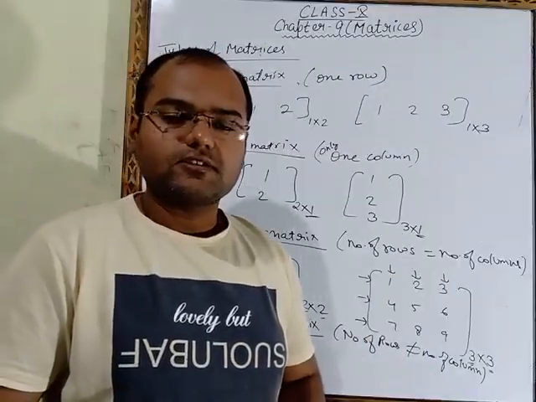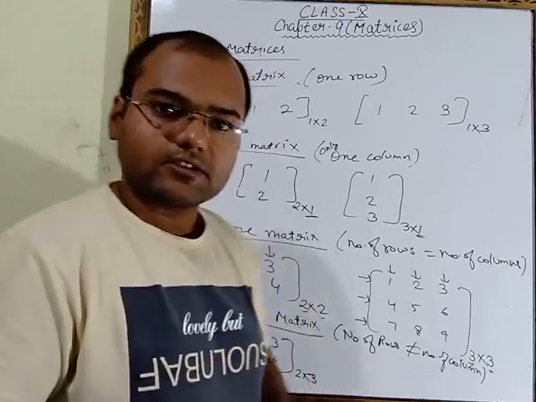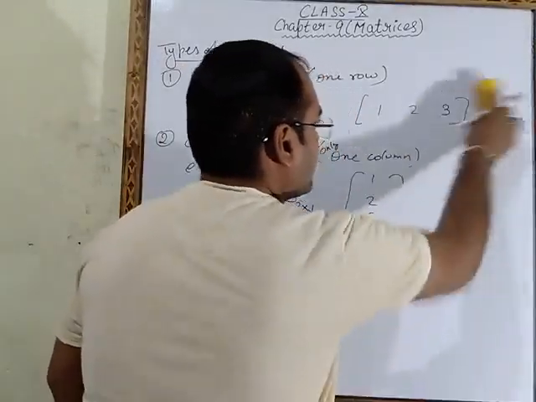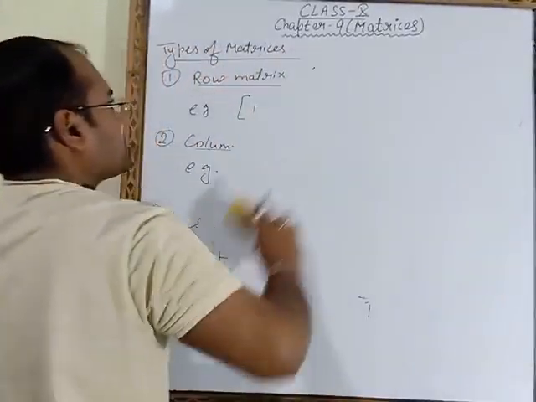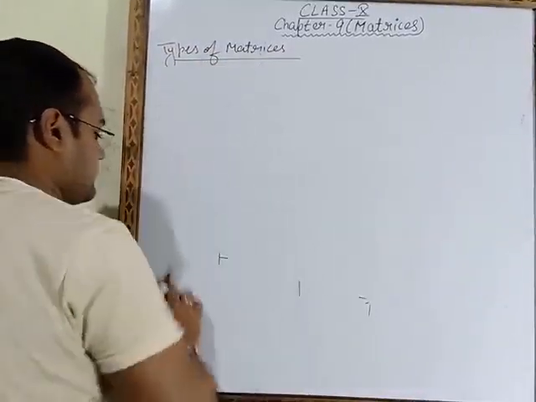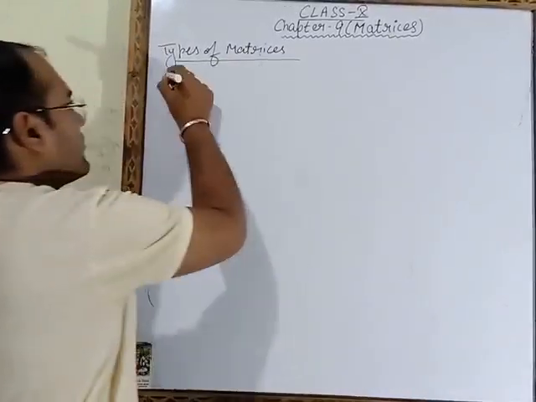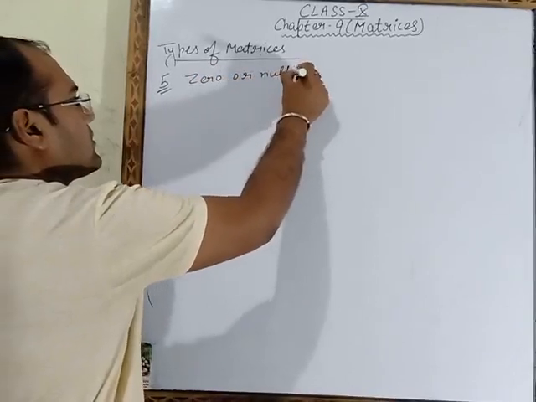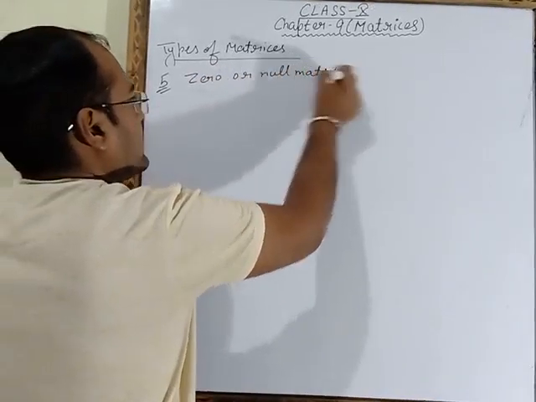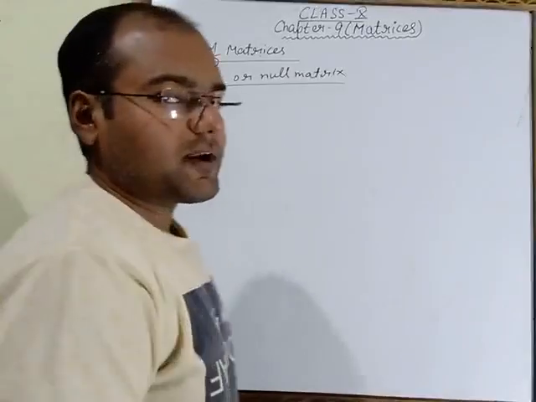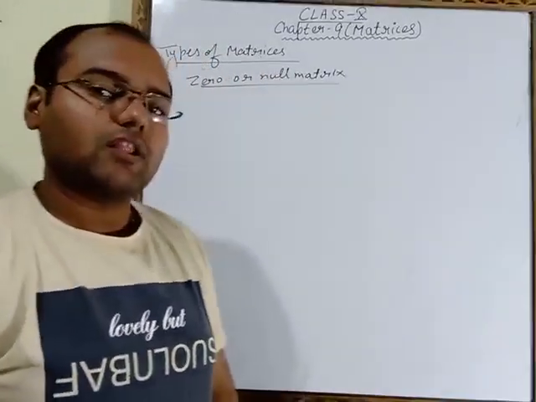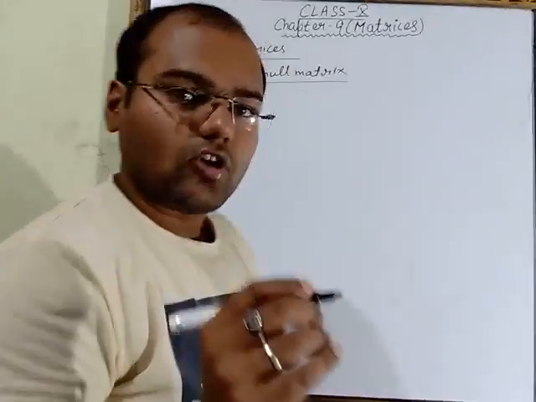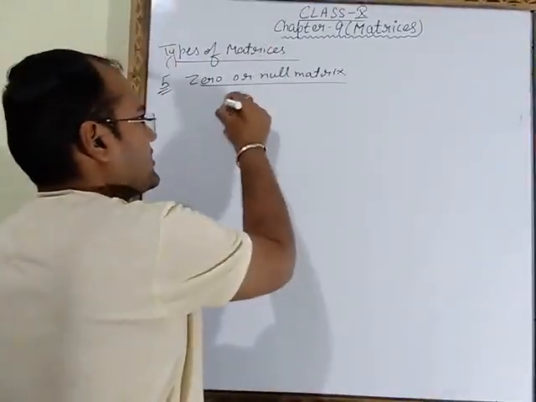Now the fifth one is the zero or null matrix. Fifth type is zero matrix or null matrix. What is a zero or null matrix? The matrix in which all the elements are zero, then that matrix is called a null matrix or zero matrix. Let's take some examples.